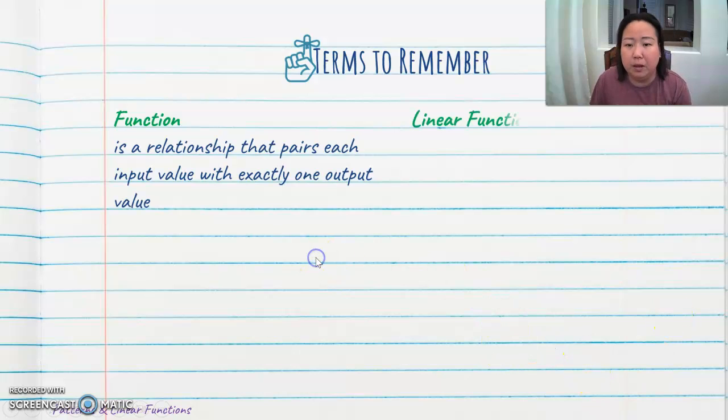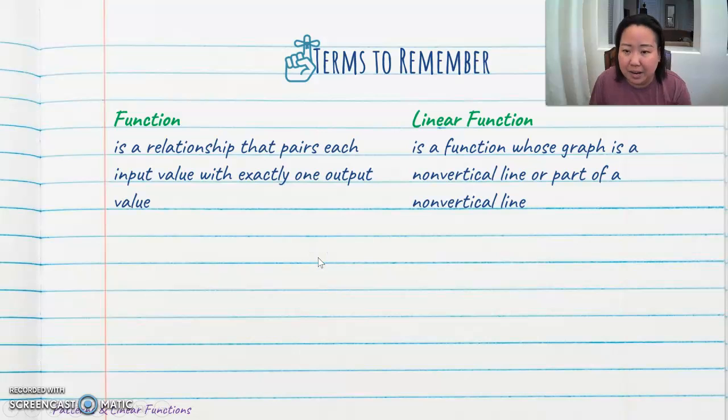function anymore. Okay. A linear function, on the other hand, is an example of a function wherein the graph is not a vertical line. Okay, or it is not even a part of a vertical line. So a linear function could be like slanted. It could be horizontal. Definitely not vertical.